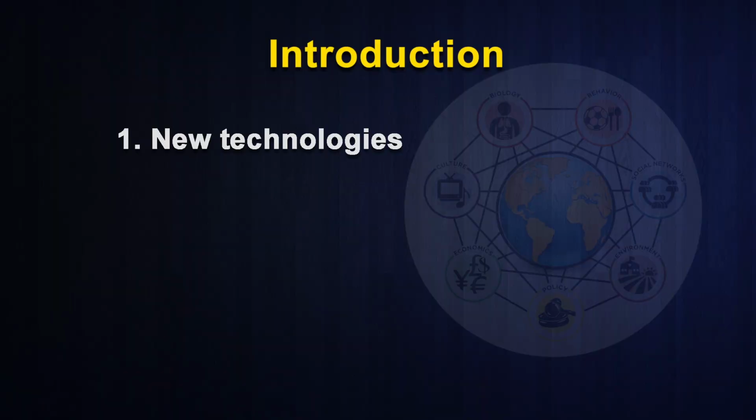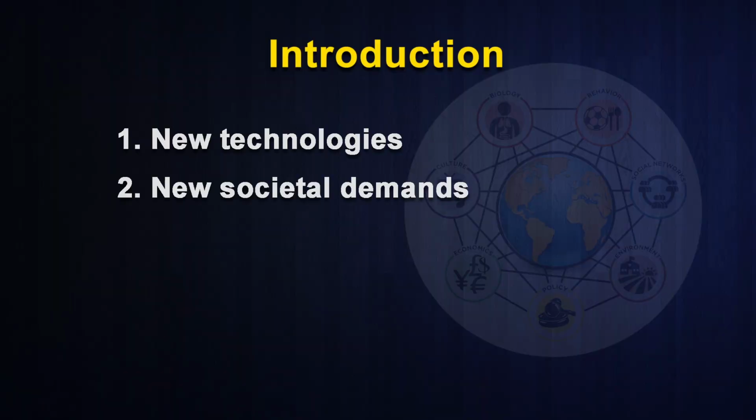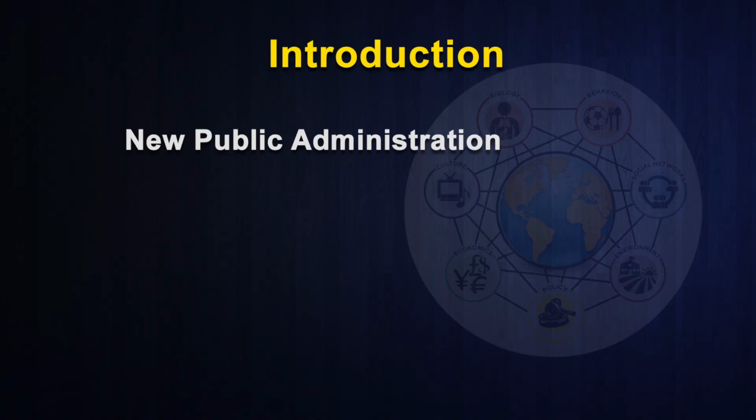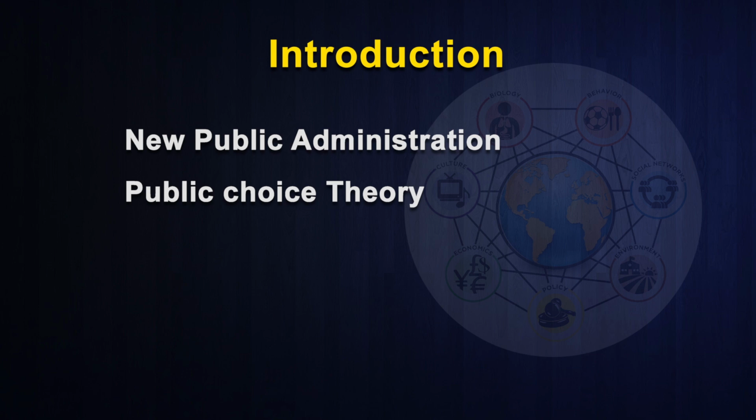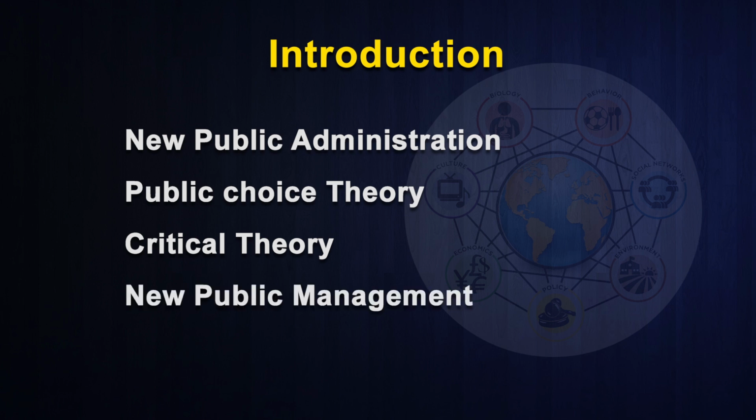In practice, remarkable changes took place as the governments in the West sought to adapt to new technologies, new societal demands and develop competitions. This led to a search for new paradigms of public administration, like new public administration, that is what we call the Minnowbrook perspective, public choice theory, that is what today we are discussing, critical theory, which is called the Frankfurt School technique, and new public management. Later, this evolution continued with governance, and governance with information technology is called electronic governance.